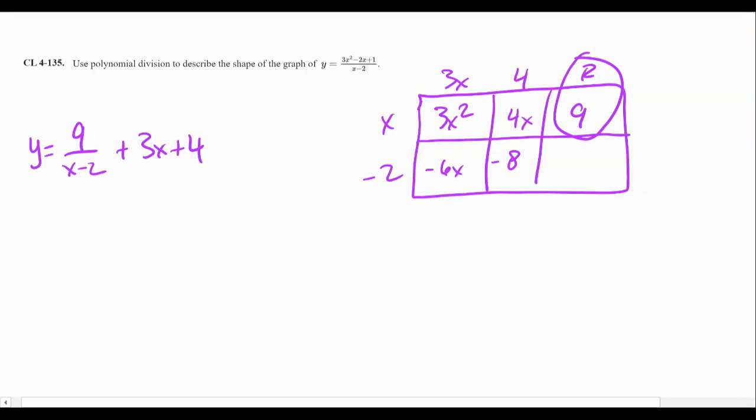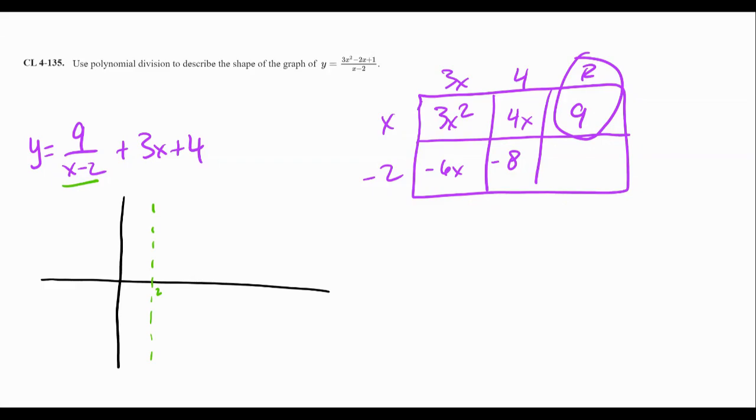So a couple things about this is that if I were to talk about what the shape of the graph is going to be, I know I'm going to have a vertical asymptote at positive 2 because x cannot be 2 or else it would make the denominator 0. Now, next thing, this 3x plus 4, that is what we call a slant asymptote. And so if I were to go up 1, 2, 3, 4, and then draw a line as I go up 3 and 1 over, up 3 and 1 over.